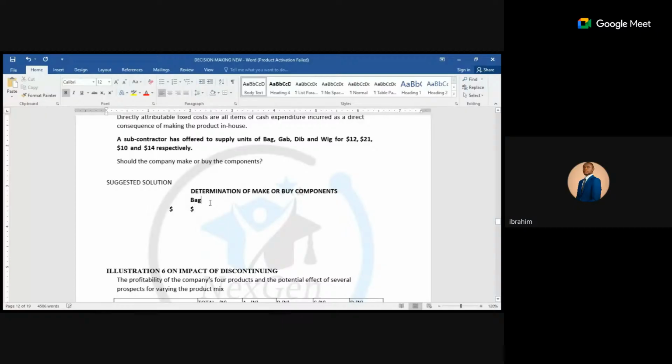So we have the bag, we have the gap. Then what do we have? We have the dip.